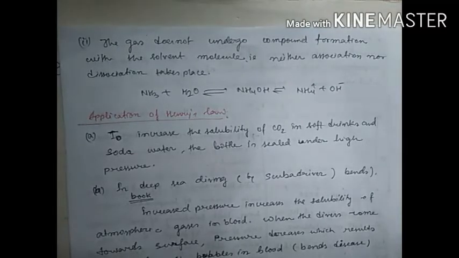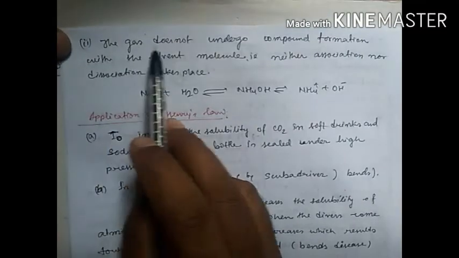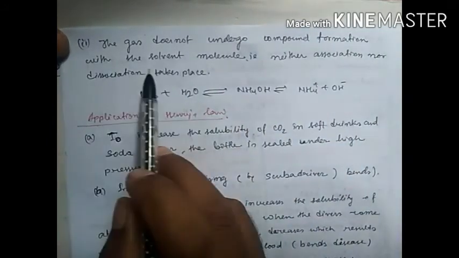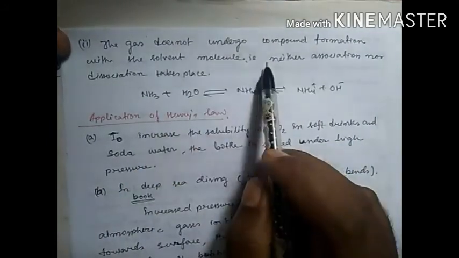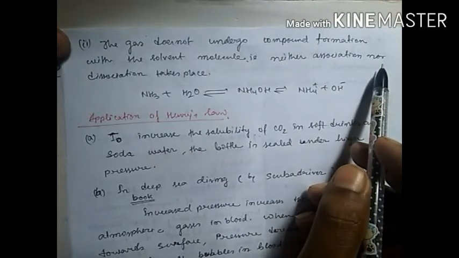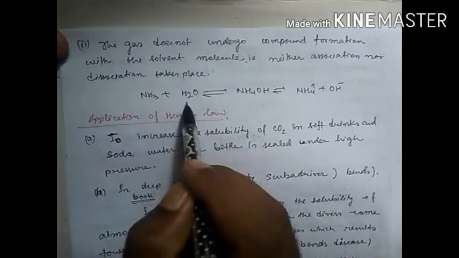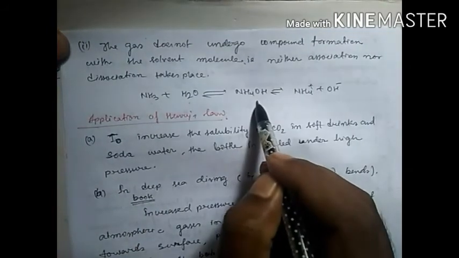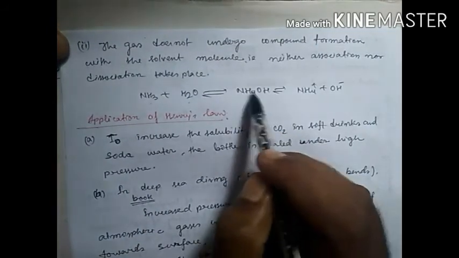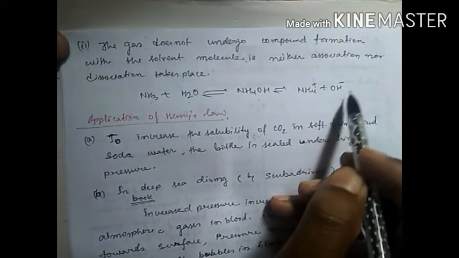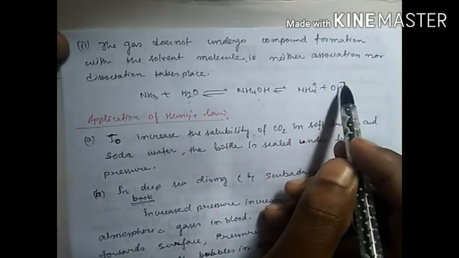The second limitation is that the gas does not undergo compound formation with solvent molecule. That is, neither association nor dissociation takes place. Now when ammonia reacts with water, it forms ammonium hydroxide, which is an unstable molecule and dissociates into two parts, ammonium ion and hydroxyl ion, NH4 positive and OH negative.